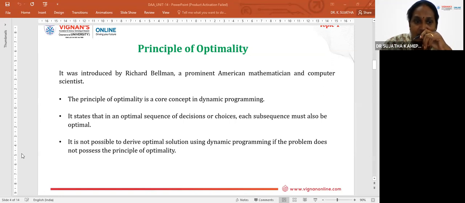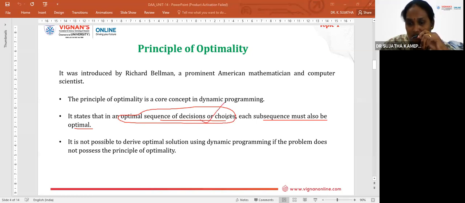Now, first of all, what is the principle of optimality? How can it be stated? It states that in an optimal sequence of decisions or choices, each subsequence must also be optimal. So, if you have an optimal sequence of decisions or choices in solving your problem, every subsequence must also be optimal.